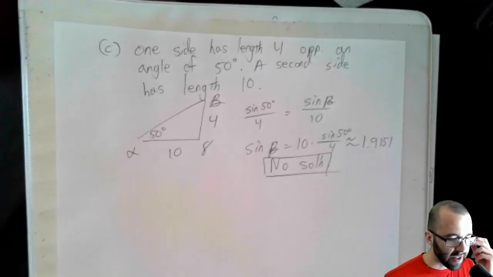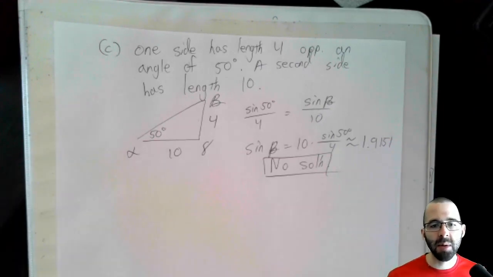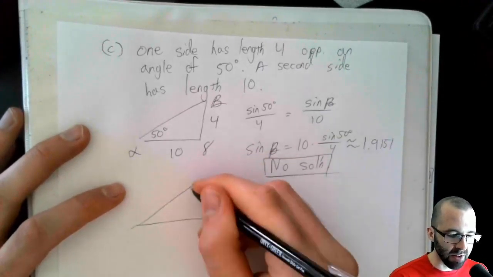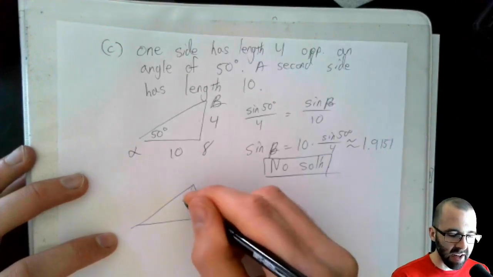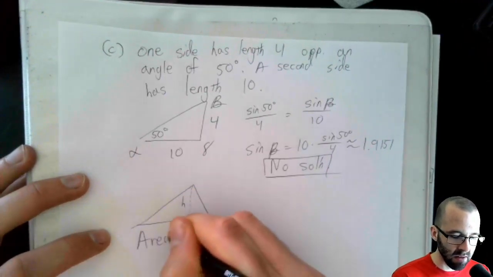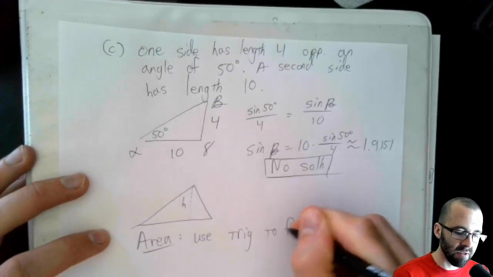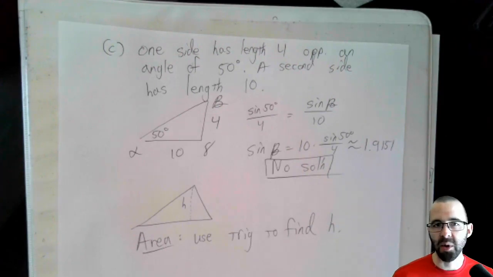So real briefly, two more problems on this section I want to talk about. So there are area problems. Like if you want to find an area of just any random triangle, you could use trig to find the height. Right, use trig to find h. Or you can also use the formulas that I'm going to give you.